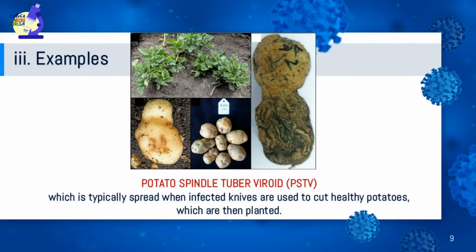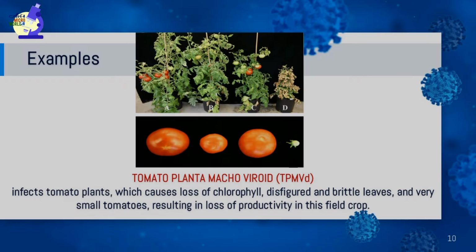The first one is the potato spindle tuber viroid, which is also called PSTV, which is typically spread when infected knives are used to cut healthy potatoes, which are then planted. You can see the deformities or the infections that have been caused in the potato.